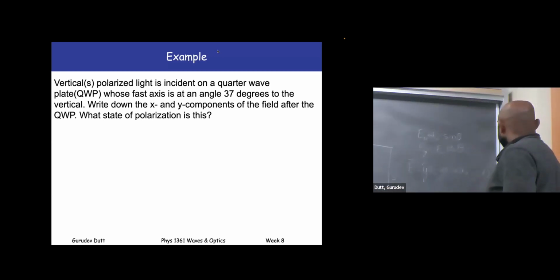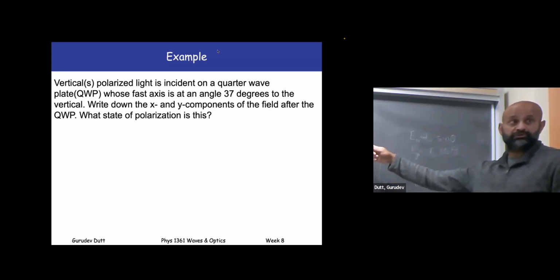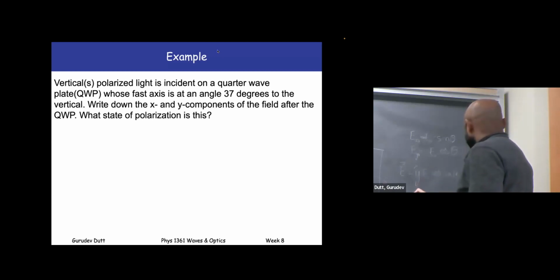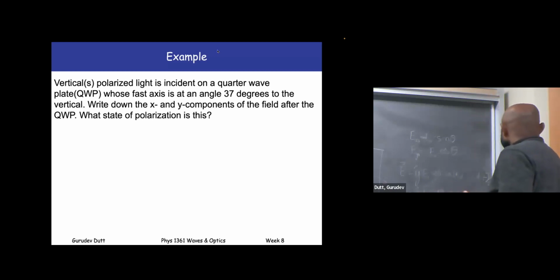And we know that after this goes through the fast axis, it's going to get a negative pi over 2 phase difference. So if you're ever lost, this is the way to go. Plus x hat E naught minus x hat E naught sine theta cosine.